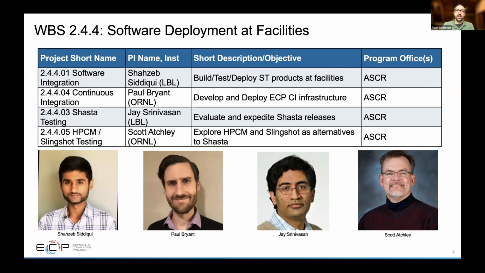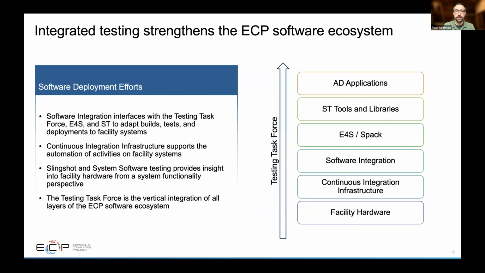So the software deployment facilities area has these 4 main focus areas. There's building and testing and deploying products. There's the ECP CI infrastructure, and there's 2 testing sort of slingshot and Shasta testing areas. And so Gitlab leads the software integration piece. Paul Bryant at ORNL leads continuous integration. Jay Srinivasan at NERSC leads the Shasta testing piece, and then Scott Ashley at ORNL leads the HPCM and Slingshot, which is sort of like the alternative to Shasta that we were exploring the risk of last year.